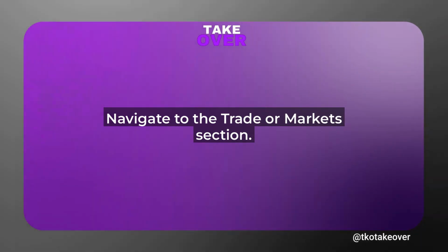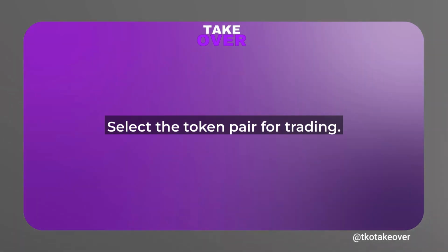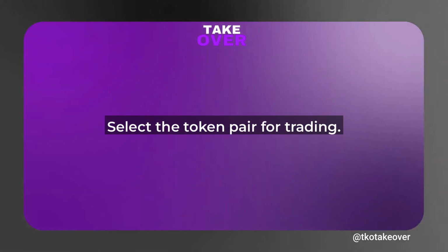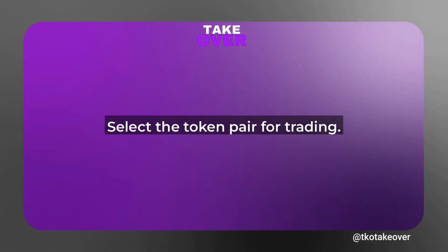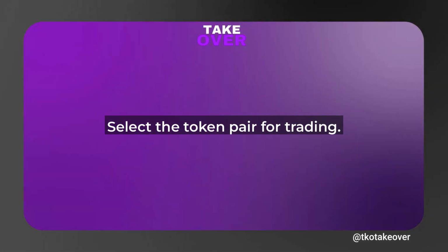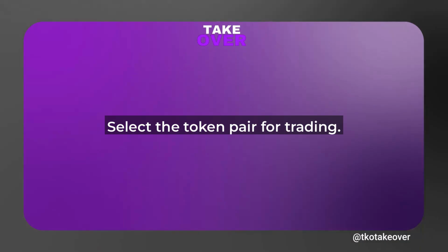Step 1. Log in or access your account on DEX Screener. If you're new, create one quickly. It's straightforward and secure. Once you're in, navigate to the Trade or Markets section and select the token pair you're interested in, such as ETH/USDT.